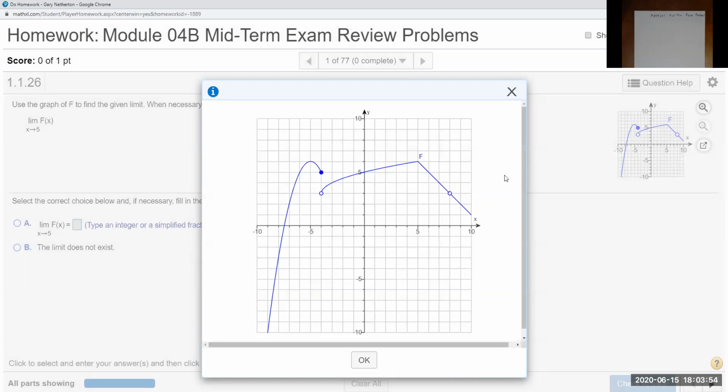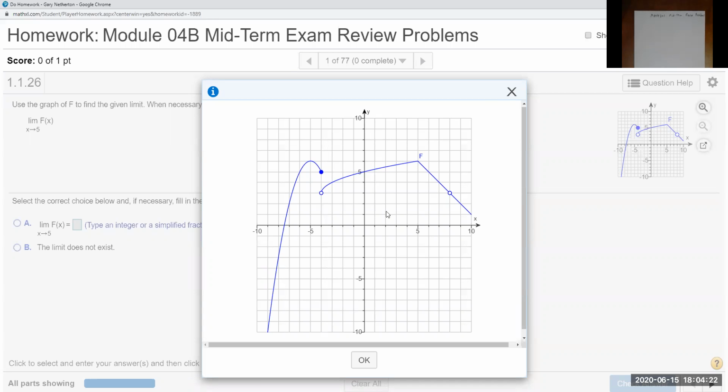You can see the function starts here. It's like a little sort of parabola. Then there's a gap, a jump, and then it continues up here. There's like a sharp corner, and it goes down here. Here's another gap. So this is the function. The x-axis represents the values of x. The y-axis represents the value of the function.